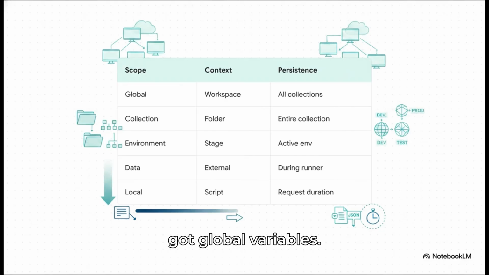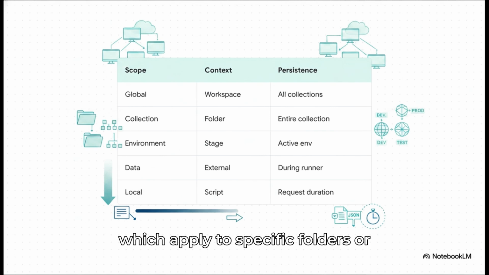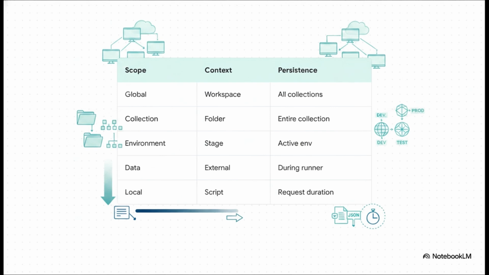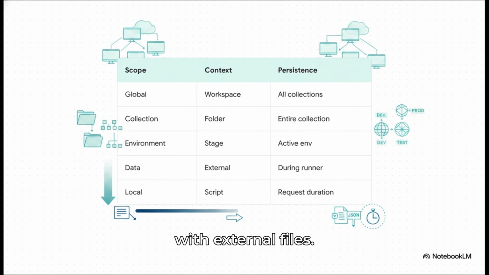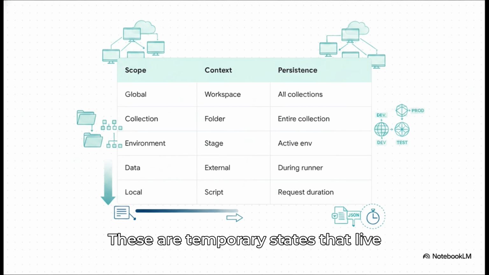At the very top, we've got global variables. These are for broad, cross-workspace utilities, but you definitely want to use them sparingly. Next down are collection variables, which apply to specific folders or functional groups. Then we have environment variables, and these are tied to your specific stage, like dev or prod. Below that are data variables, which are used temporarily during collection runs with external files. And finally, at the very bottom, the narrowest scope, local variables. These are temporary states that live only inside your scripts for the duration of the request.